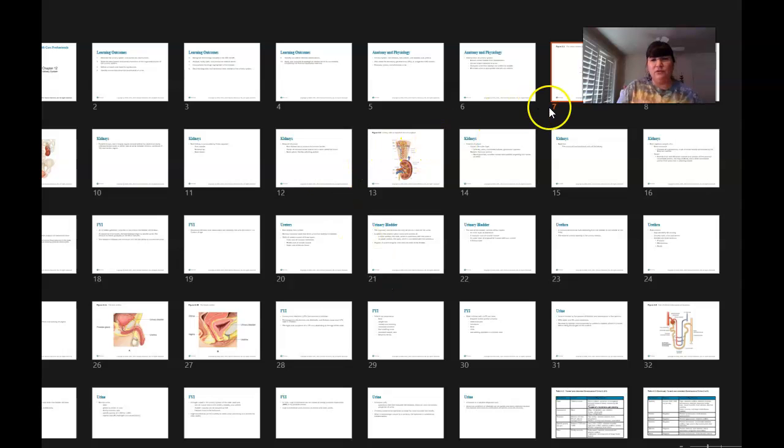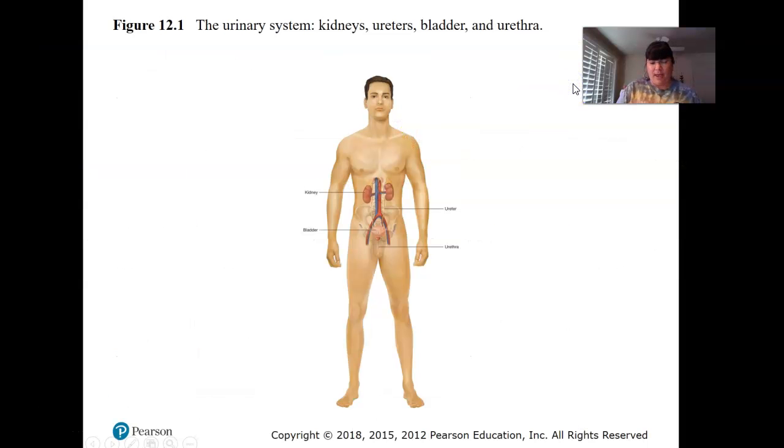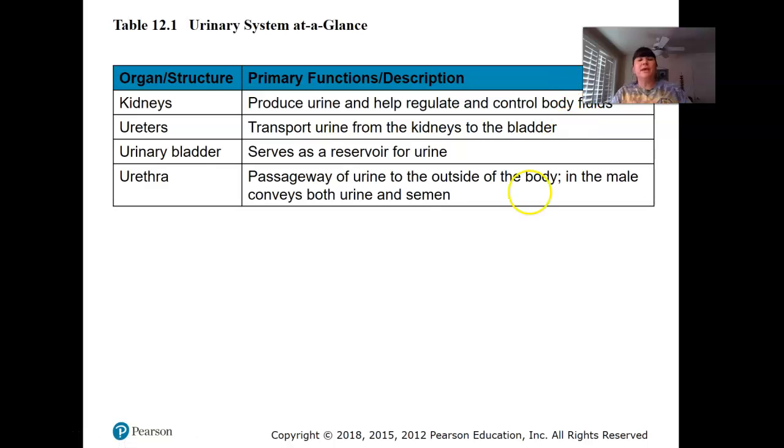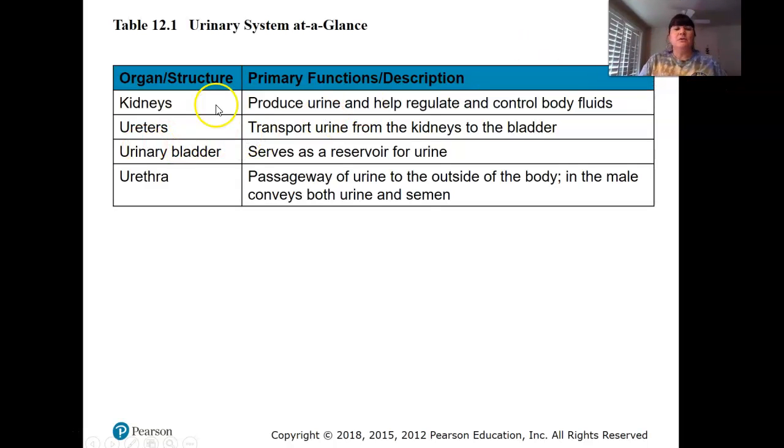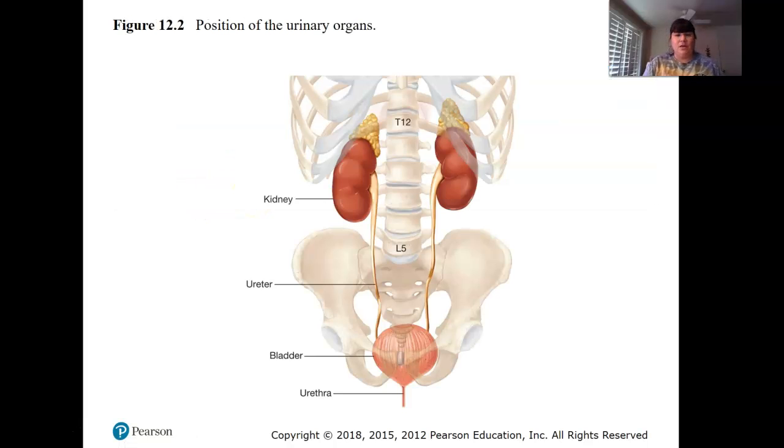Okay. So the major organs. Kidneys produce urine, help regulate, control body fluids. Ureters transport urine to the bladder. Bladder, reservoir for urine. It's a storage sac for urine. And the urethra. So here we go, right? Kidneys, ureter, bladder, urethra. Okay.